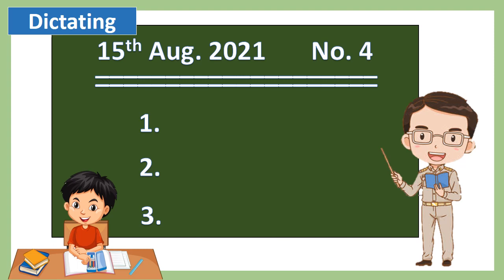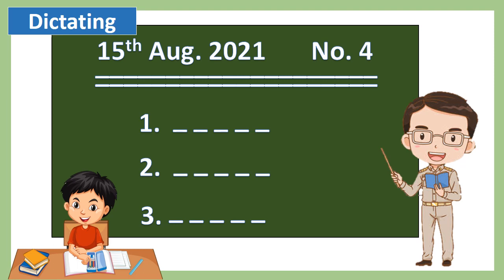Now let's begin with word number 1. Repeat after me 2 times. Using, using, using. Number 2. Large, large. Number 3. Small, small.